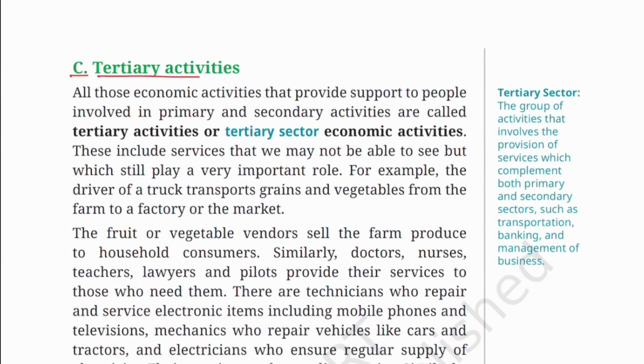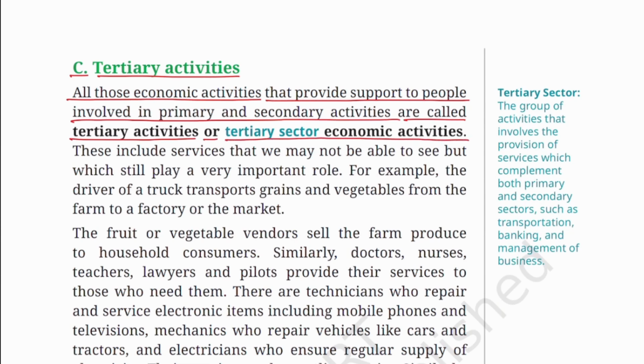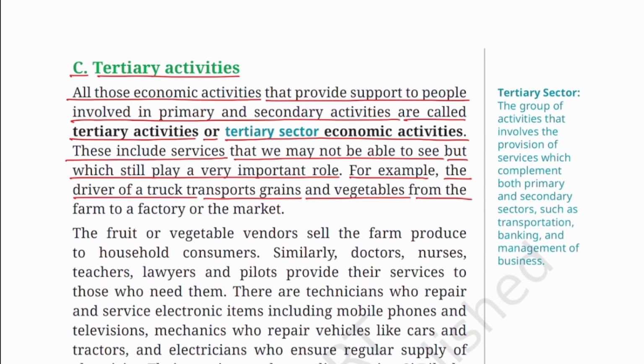C. Tertiary activities. All those economic activities that provide support to people involved in primary and secondary activities are called tertiary activities or tertiary sector economic activities. These include services that we may not be able to see but which still play a very important role. For example, the driver of a truck transports grains and vegetables from the farm to a factory or the market.